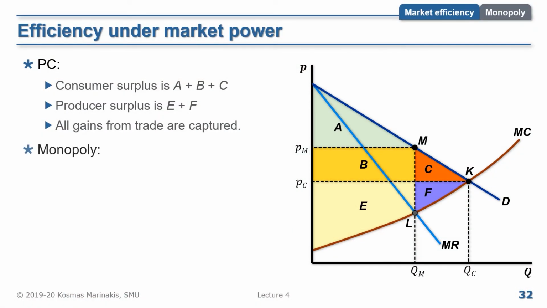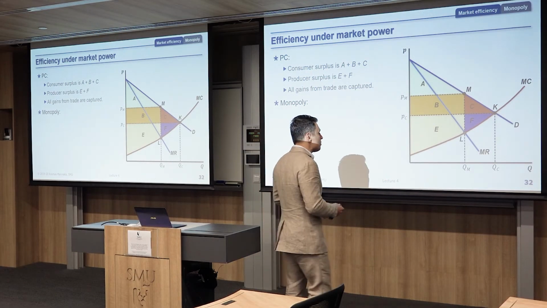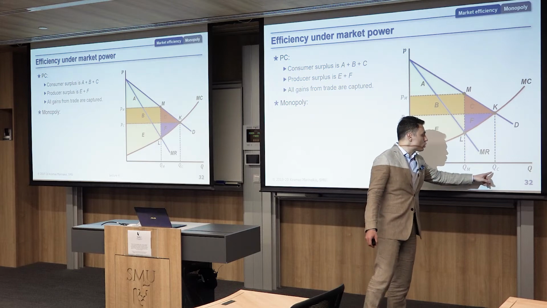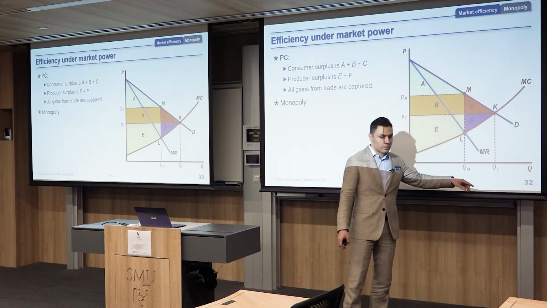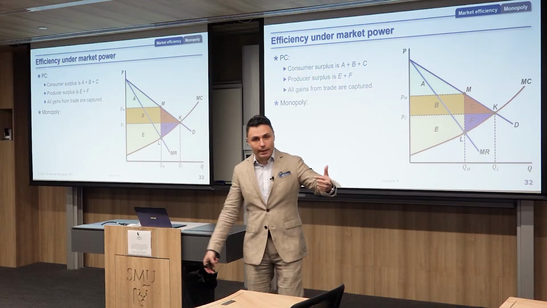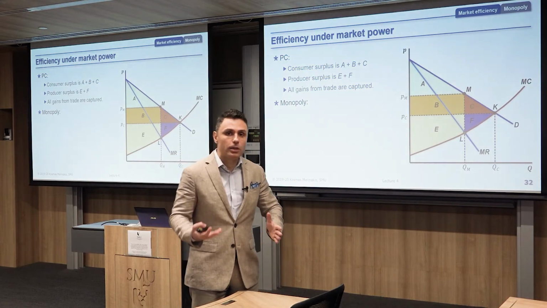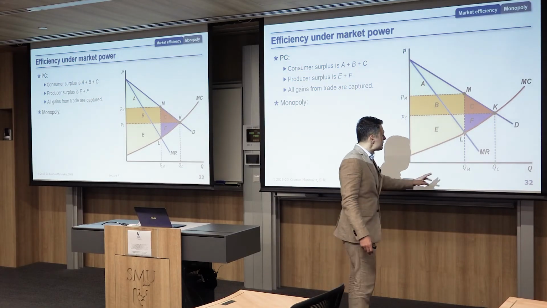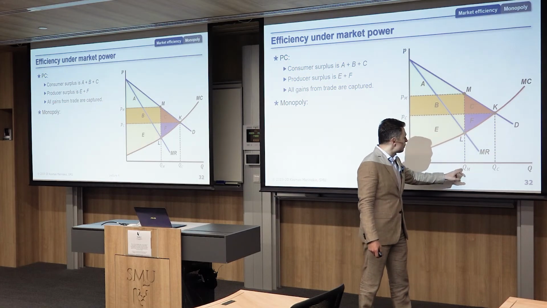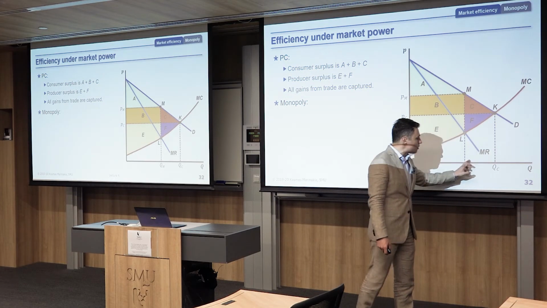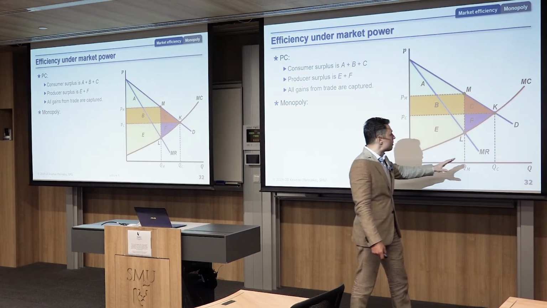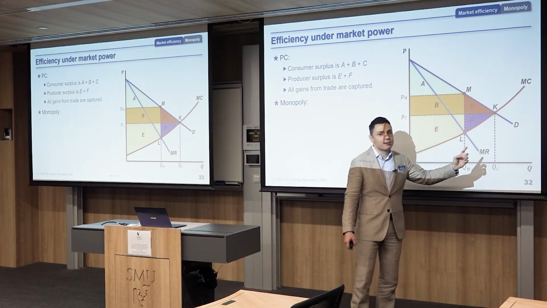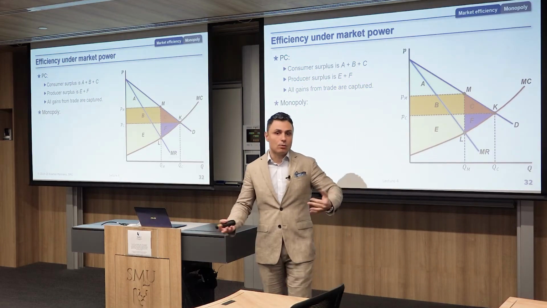Now, if this was a monopoly, the situation would be different because now you do not produce QC anymore, you restrict your production to QM. We said before that the monopoly will want to restrict quantity in order to raise the price. And this is exactly what this monopoly also wants to do. So this part here between QM and QC, this quantity will never be put for sale in the market, meaning that the surplus C and F will be out of the game to begin with.